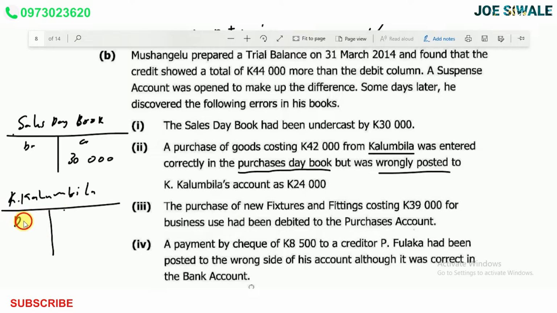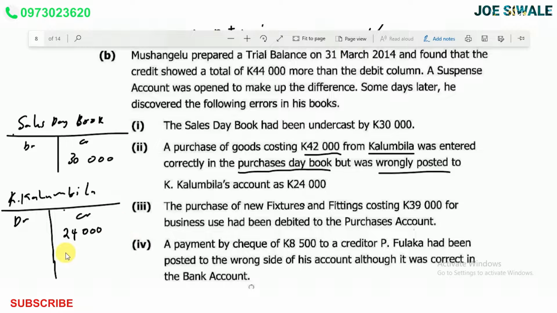So we have debit and credit there. Since the goods were bought from K Kalumbila, that means that it's supposed to have a credit balance. But it was wrongly posted as 24,000 in K Kalumbila's account. That means that we need to take it to 42,000. And for us to take it to 42,000, the difference between 42,000 and 24,000 is 18,000.